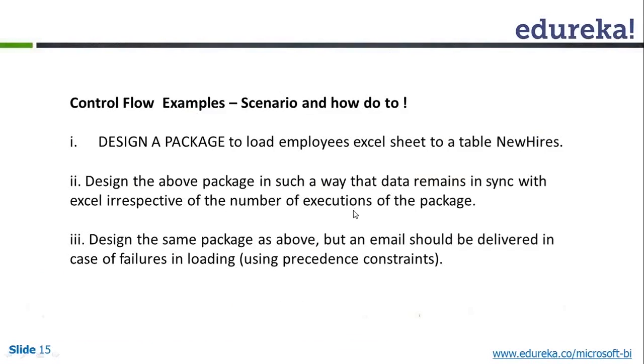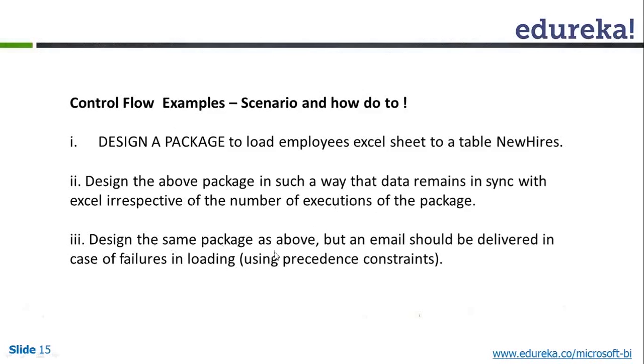To achieve this, we added a truncate statement using the Execute SQL task, and we used precedence constraints to link them up, so that first it will truncate the table and then it will execute the data flow task. By this, it will maintain the data in sync with the source system. If the source system has 10 records, this will also have 10 records every time. So that covers the second step of the scenario.